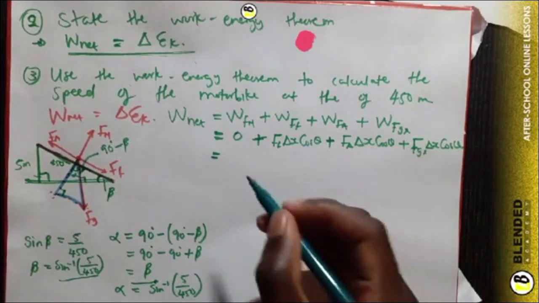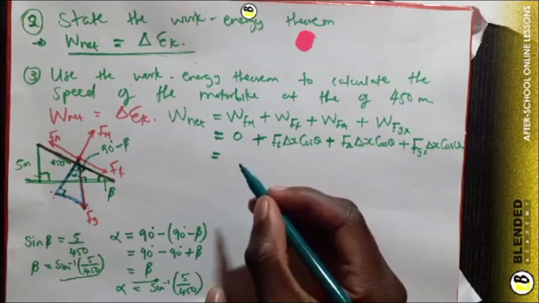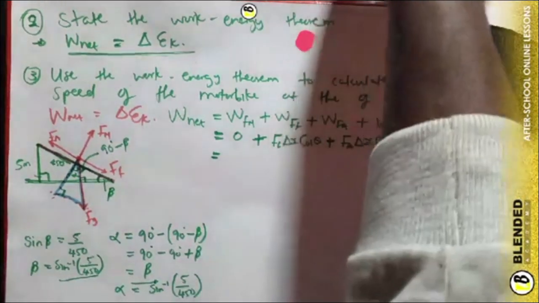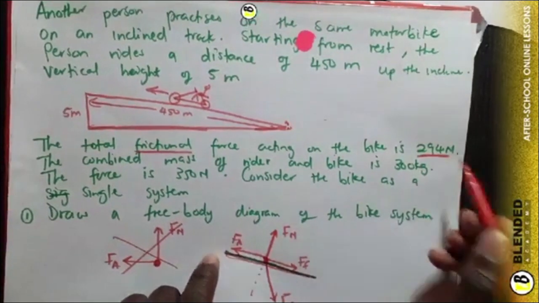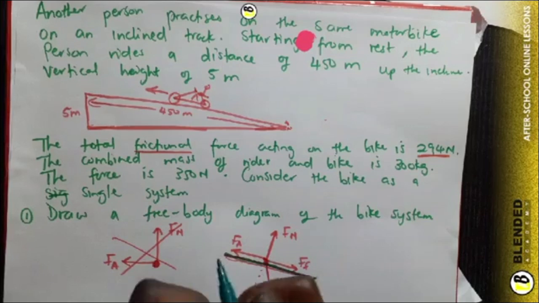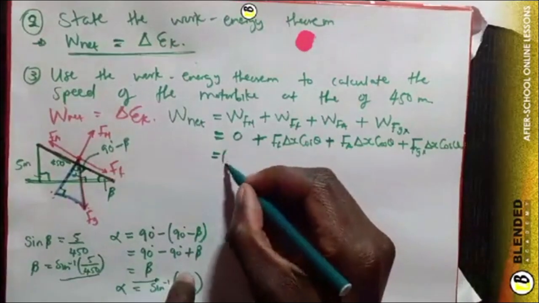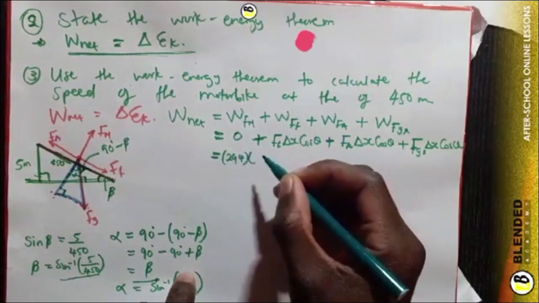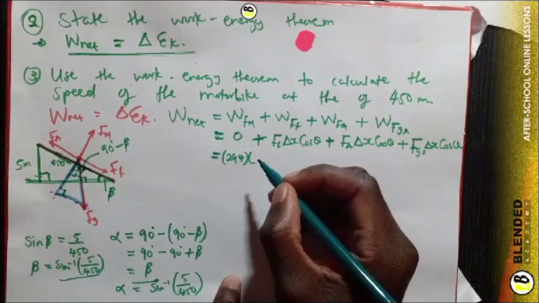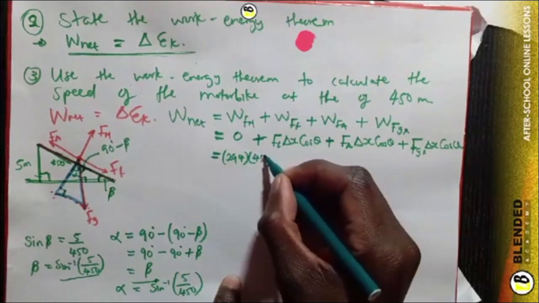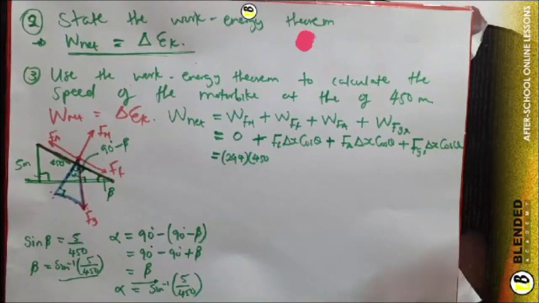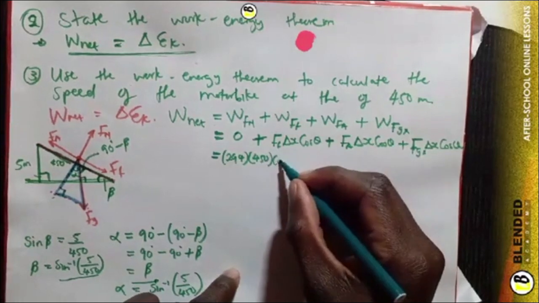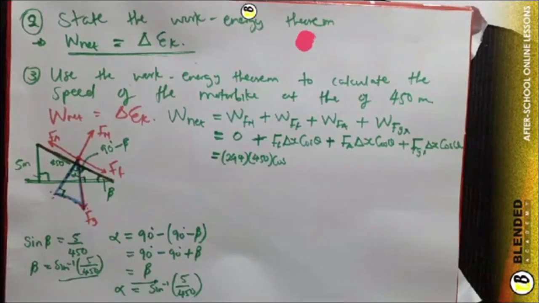All right. So for the frictional force, we're going to have the frictional force that was given as 294 newtons, multiplied by the displacement, which is 450 meters. That's the distance that this motorbike is going to travel from the bottom all the way up the incline. Cos, and then the angle between the frictional force and the displacement is 180 degrees.